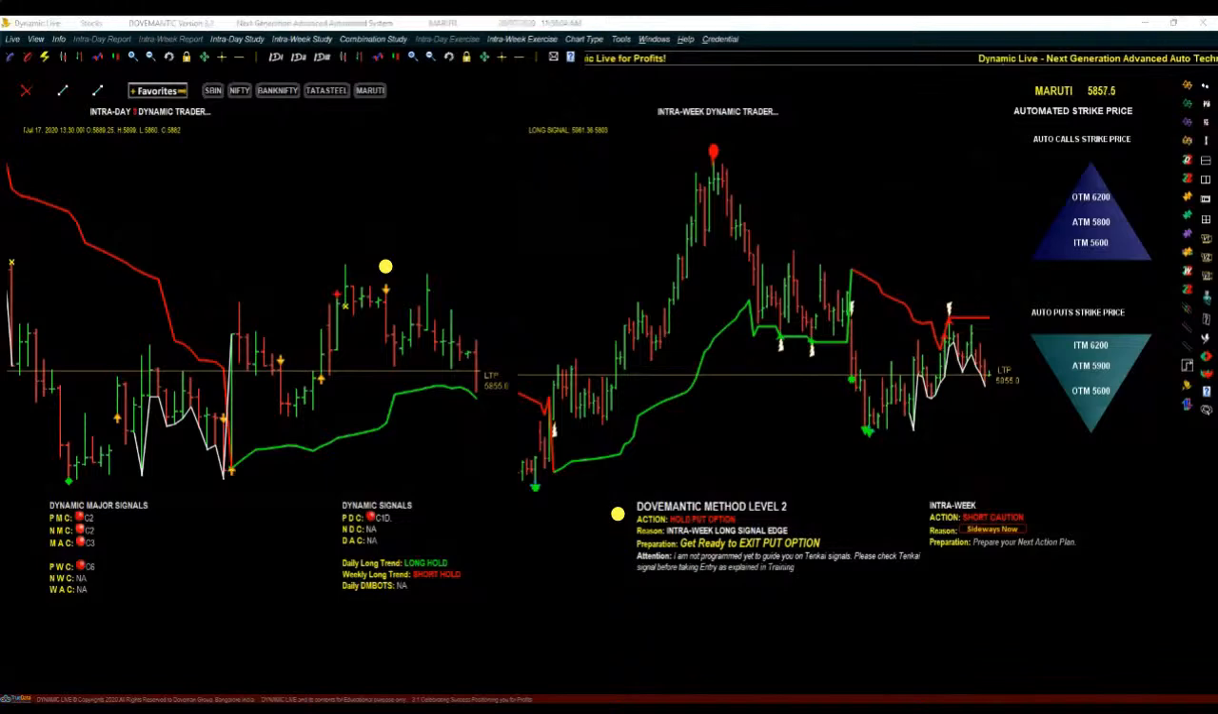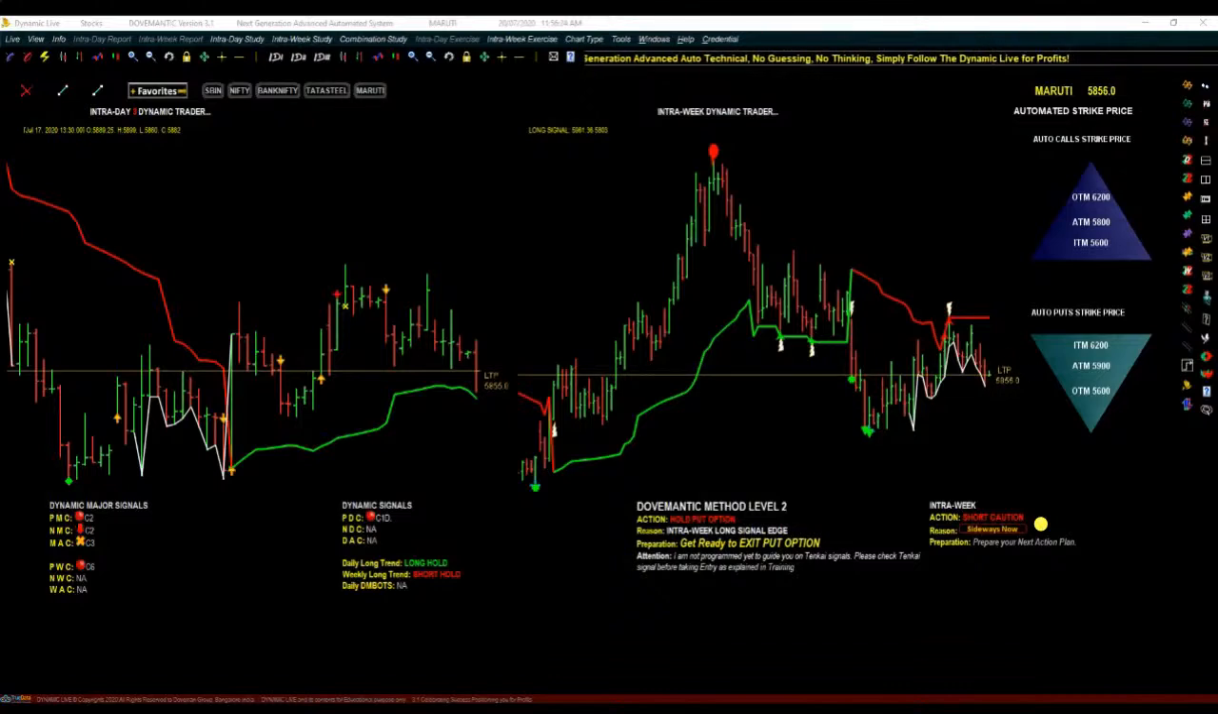And be prepared, it is about to tell you to exit. Preparation is telling you get ready to exit put option. Just watch it closely. Exactly at 12 o'clock, it may ask you to exit this put option, right? And above that, it is also telling you Maruti is in sideways now. So it is better to book profits as early as possible because it is in sideways.